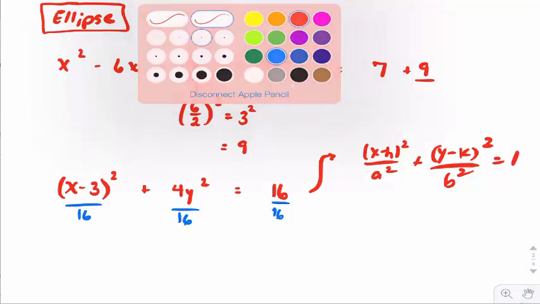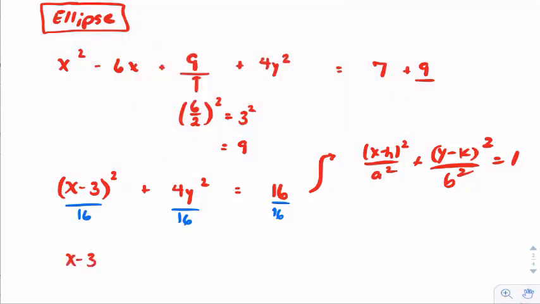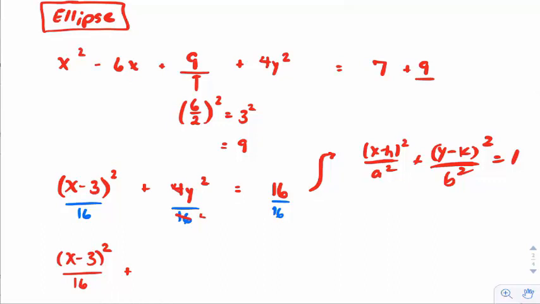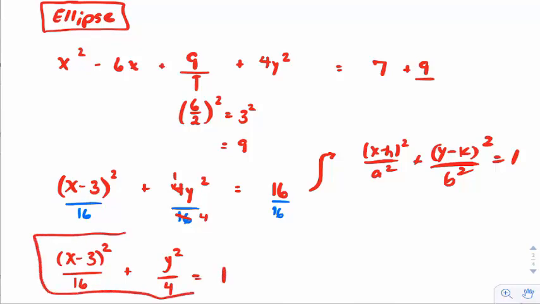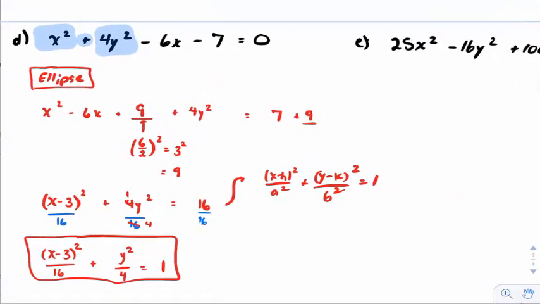So our standard form is going to be x minus 3 quantity squared over 16 plus, and then the 4 and the 16 cancel out, becoming 1 and 4, so that's plus y squared over 4 equals 1. And that is going to be your standard form for your ellipse. So that is example D. Alright, so next up, example E.